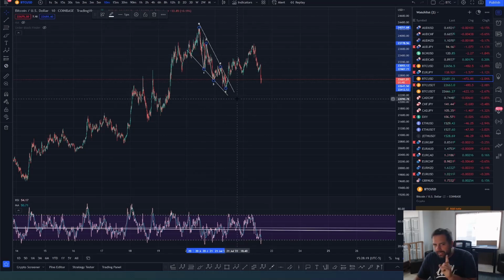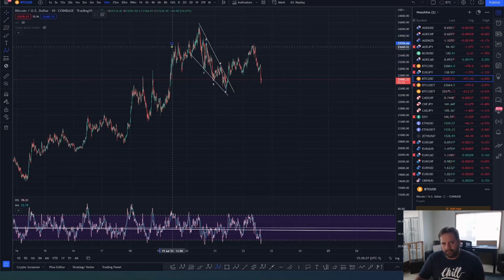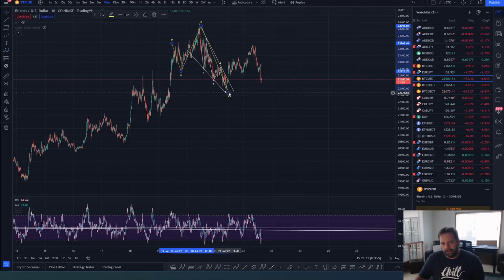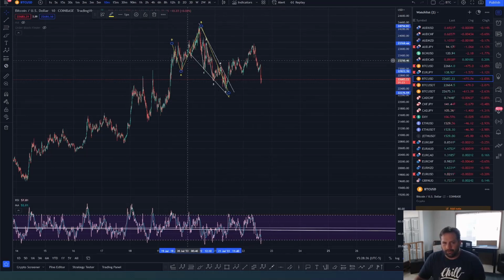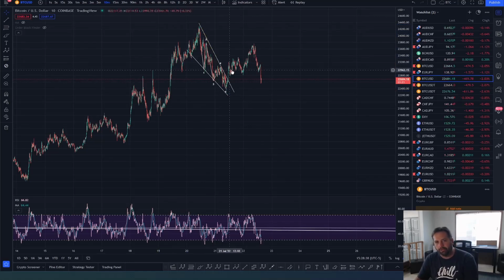Now it could be an ending diagonal. I want to talk about that in just a minute. Because if it's an ending diagonal, it's the end of a correction, like the end of an ABC right there. I want to talk about what this structure could be if that's an ending diagonal. We're going to get there in just a minute, but that's actually a bullish idea.